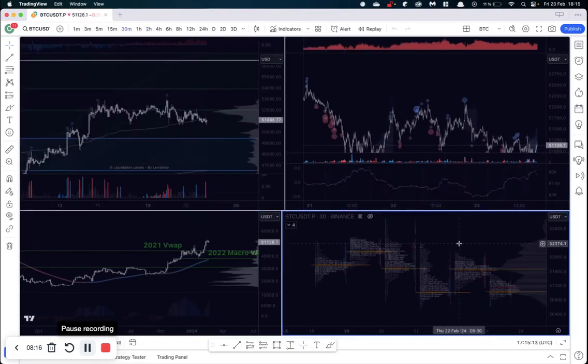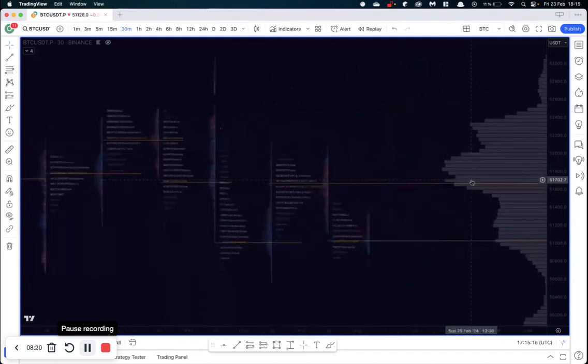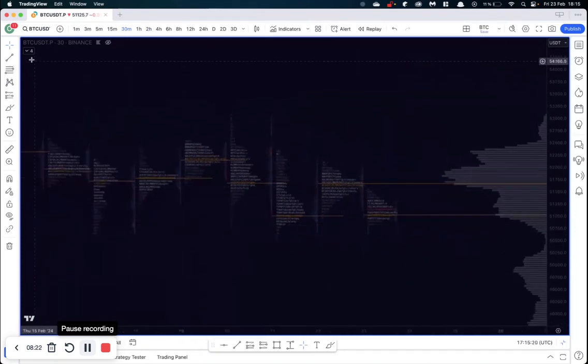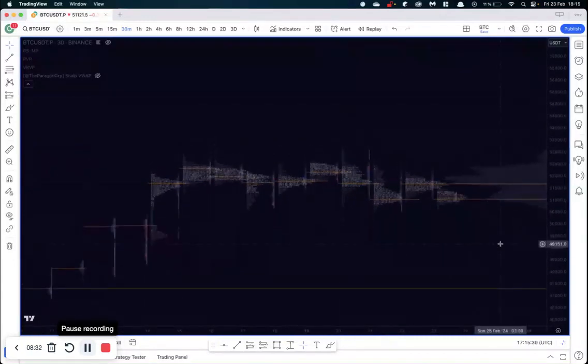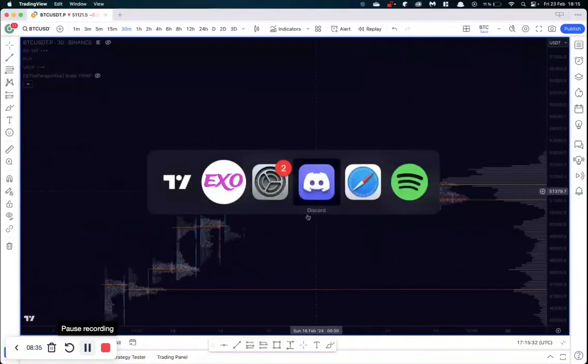Yeah, so it exists on TradingView as well, but the TradingView one is far less accurate. Just have that in mind, but it does exist on TradingView as well. You can just search up TPO. There we go. But yeah, I recommend using Excel charts because the TPO is far more accurate.